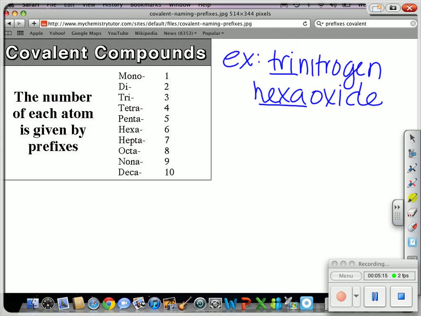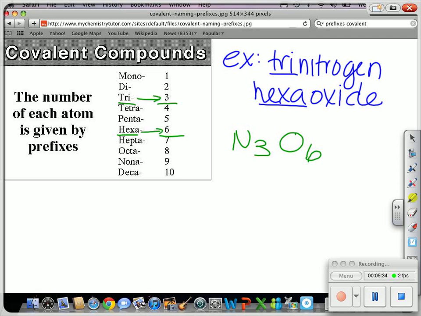So I have trinitrogen. How many nitrogens do I have? Tri means 3. I have 3 nitrogens. Hexaoxide. Okay, hexa means 6. That means I have 6 oxygens. I'm done. Very straightforward. You simply use the prefix to get you to the subscript.